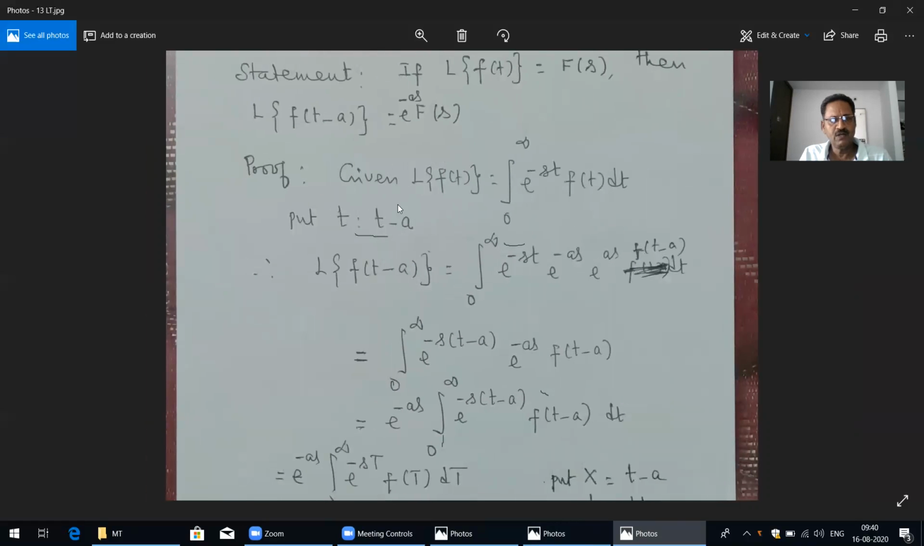See here, by the definition, everyone must know Laplace transform of f of t equals integral from 0 to infinity of e power minus st into f of t into dt. This is very important, you know very well about this. Laplace transform of f of t equals this much. Here we just have to replace the value of f of t.